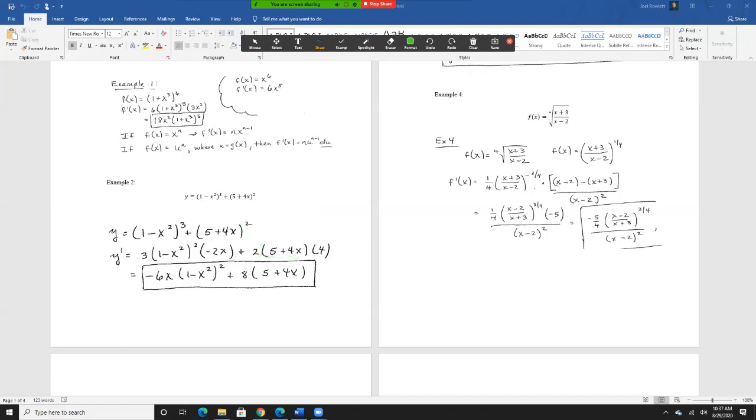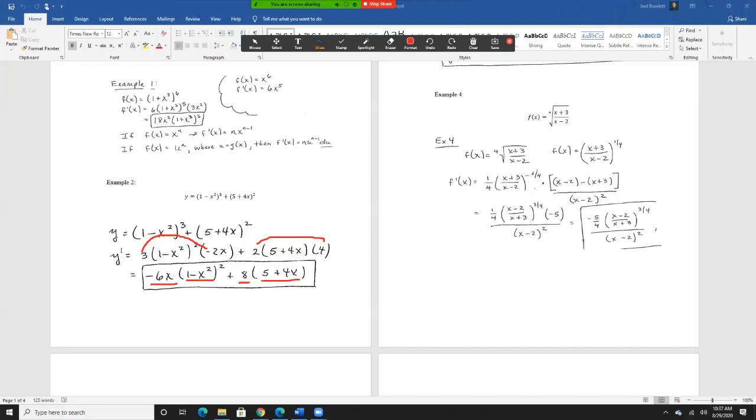And again, the rest of this is just cleaning it up to make it look somewhat more appealing. I chose to multiply the 3 here by the negative 2x, which gave me negative 6x, and then I brought down the rest of it. And then over here, I just multiplied 4 times 2, which gave me this 8, and I just brought the rest of that one down as well. And I'm going to leave this here. I could simplify it further.